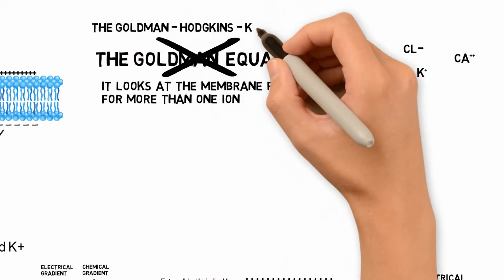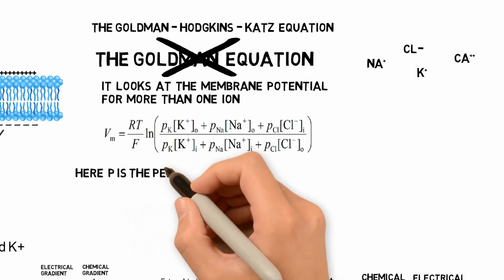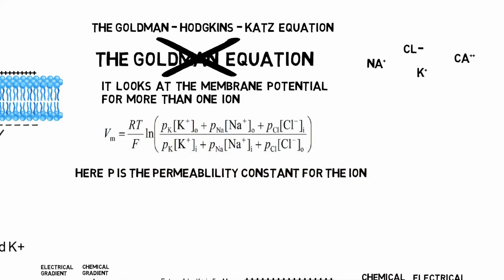Actually, it's the Goldman-Hodgkin-Katz equation. It states that the membrane potential is equal to RT over F times the natural log of the permeability of K times the concentration of K in the extracellular space over the permeability of K times the concentration of K inside the cell, plus the permeability of sodium times the concentration of sodium in the extracellular space over the permeability of sodium times the concentration of sodium inside the cell, plus the permeability of chloride times concentration of chloride inside the cell over the permeability of chloride times the concentration of chloride in the extracellular space.